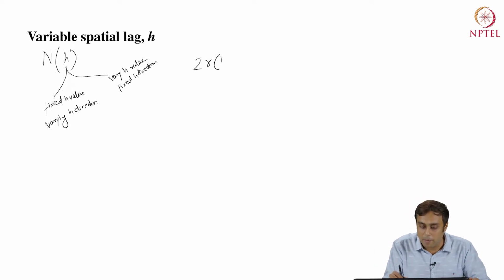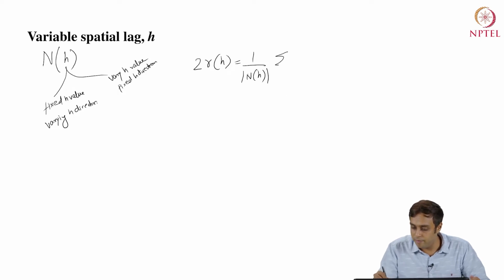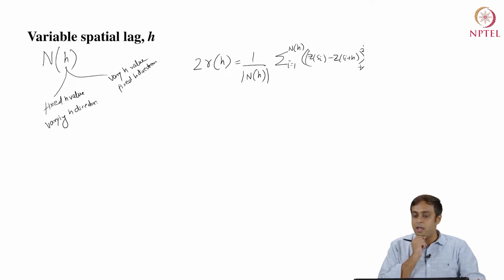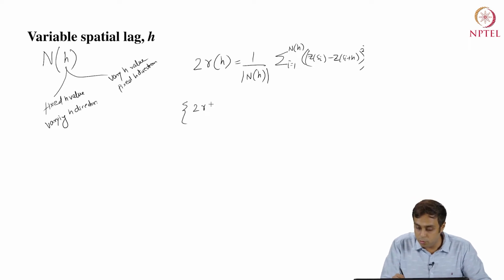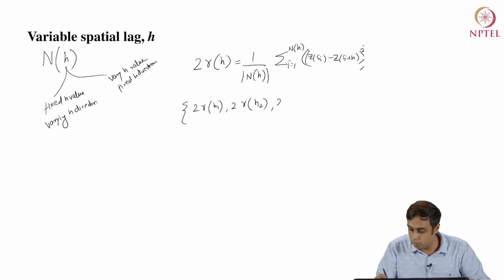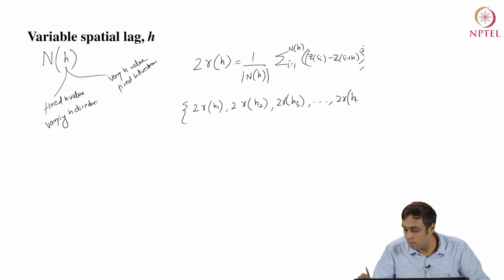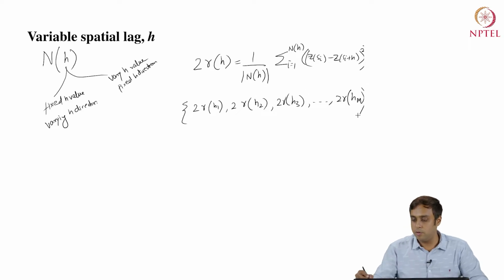We have calculated 2 gamma h for all these unique h values, right. Let us just write this down so that it is absolutely clear in your head what we are up to here. And then we vary these h values. So, we create 2 gamma h1, 2 gamma h2, 2 gamma h3, keep going. Let us say you have a total of capital M h values for which you conduct this exercise.